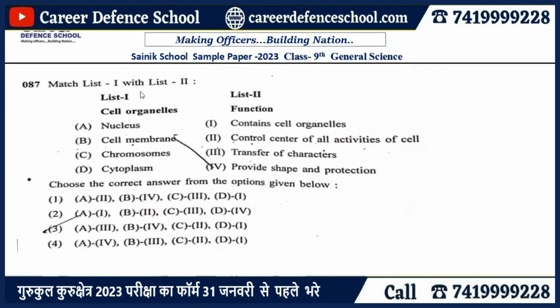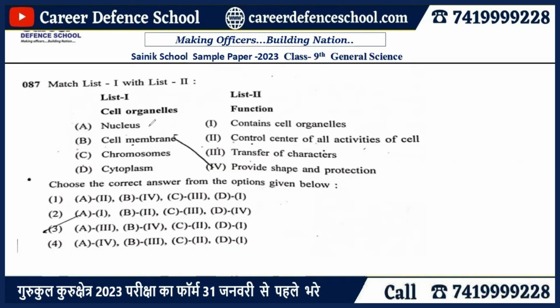87th. Again, the cell organelles दे रखी है और उनके functions दे रखे हैं. We have to match. Like nucleus and cell membrane, chromosomes and cytoplasm. Nucleus, cell membrane, chromosome, cytoplasm contain cell organelles. Control center of all activities of the cell, transfer of characters and provide shape and the protection. These are the functions, इनको हमें match करना है with this.